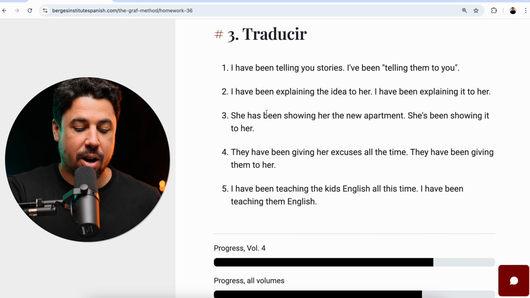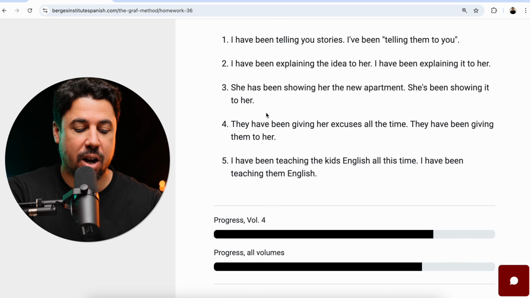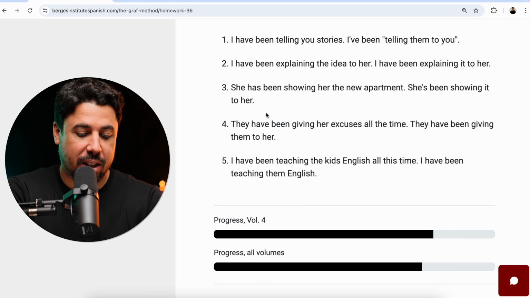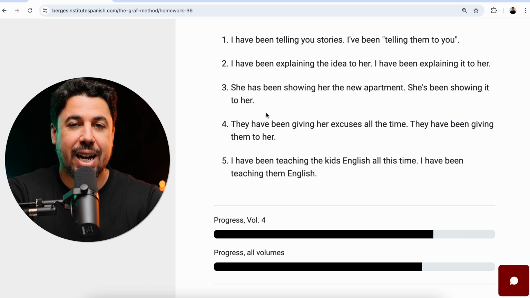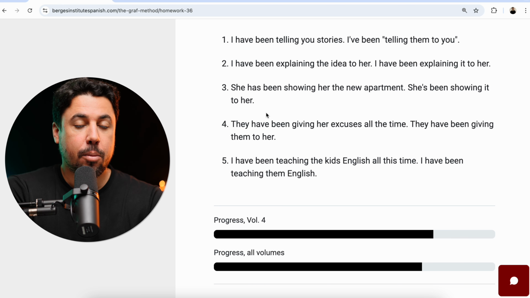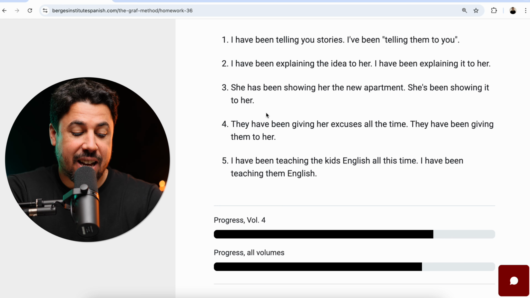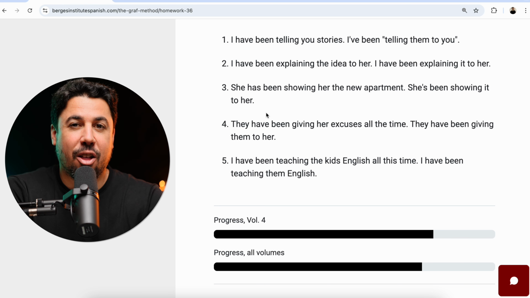She has been showing her the new apartment. She's been showing it to her. Opción 1. Ella le ha estado enseñando el nuevo apartamento. Ella se lo ha estado enseñando o mostrando. Opción 2. Ella ha estado mostrándole el nuevo apartamento. Ella ha estado mostrándoselo o enseñándoselo.